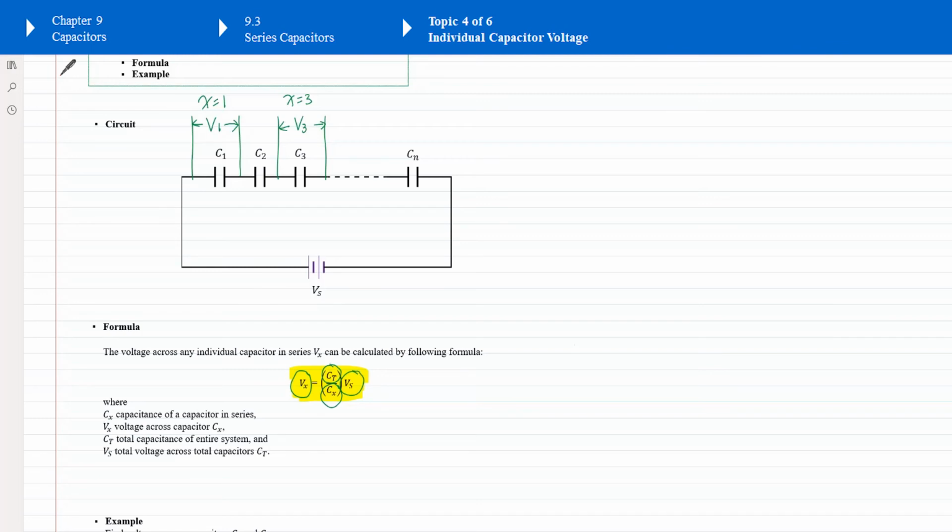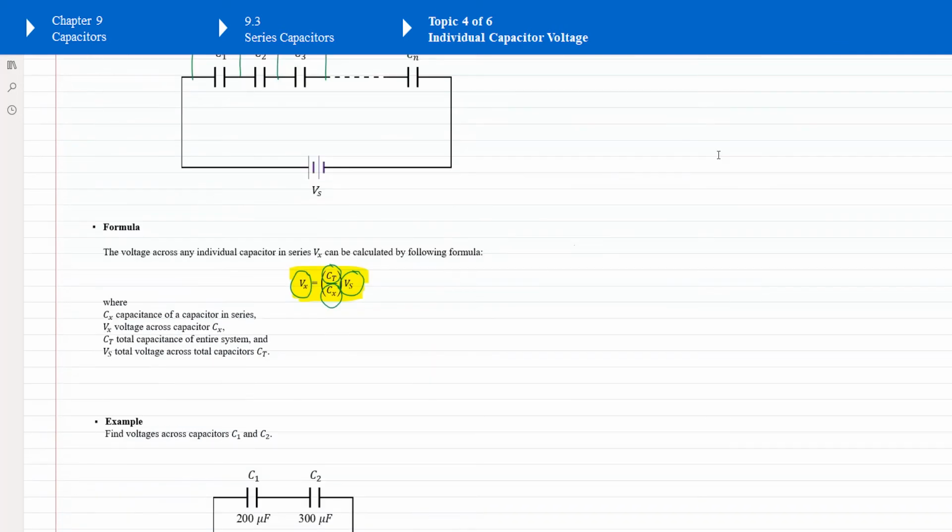We are not going to prove this formula. We just learn how to use it. In my opinion, the best way to help us remember this formula is to analyze it. So first, let's look at Ct over Cx. Since Ct is the total capacitance of an n-capacitor series circuit, Ct is smaller than Cx.